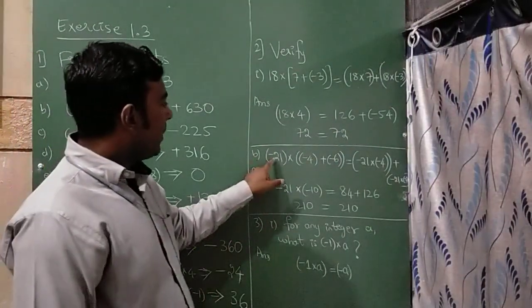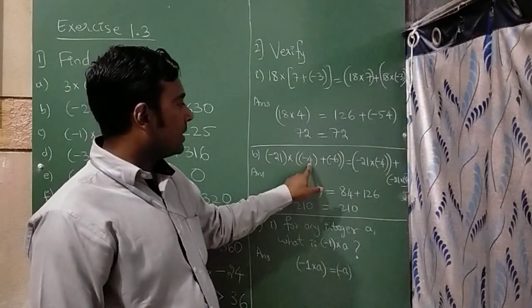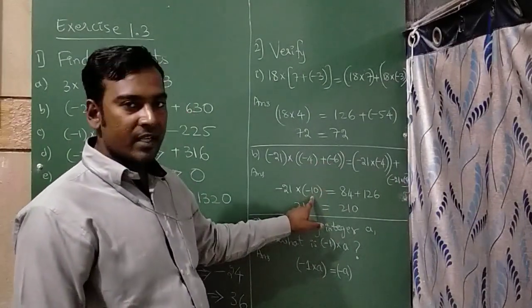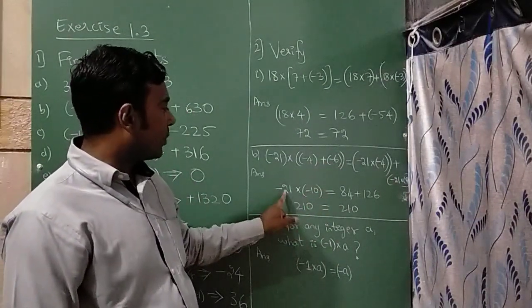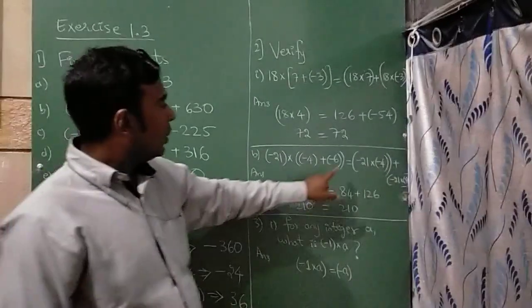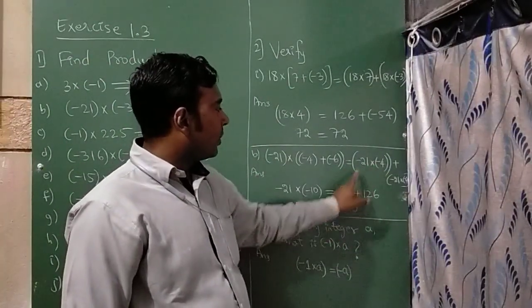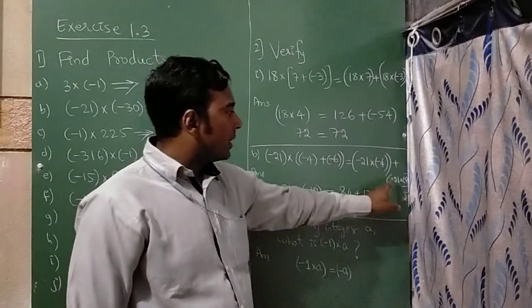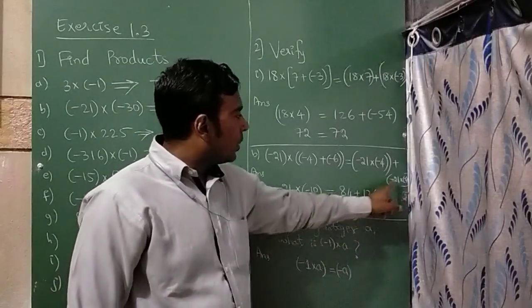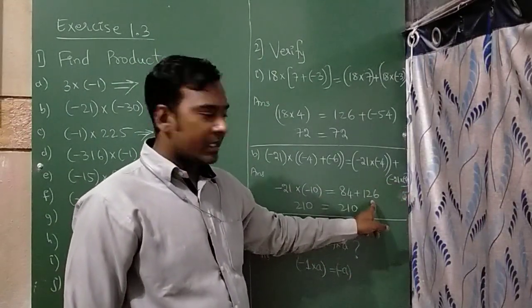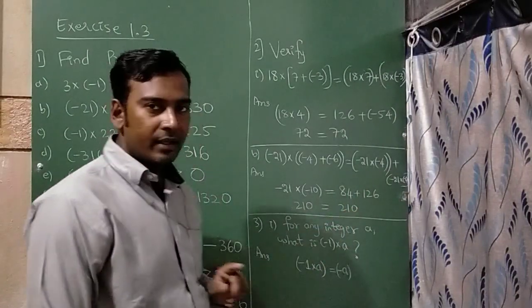Fine. Here B minus 21 into minus 4 minus 6 is minus 10. So minus into minus is plus, 21 into 10 is 210. 21 into 4 is 84, minus into minus is plus. Here minus into minus is plus, 21 into 6 is 126. If you add this, you will get 210.